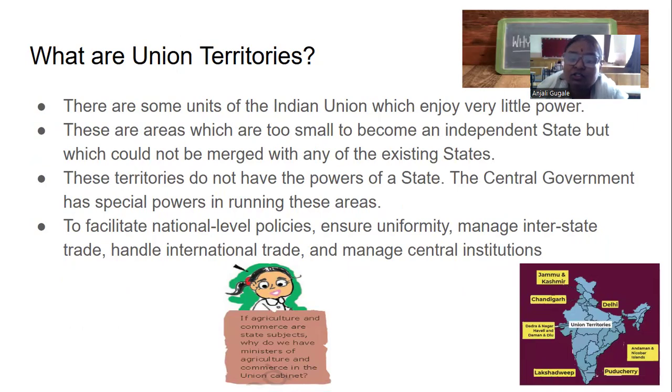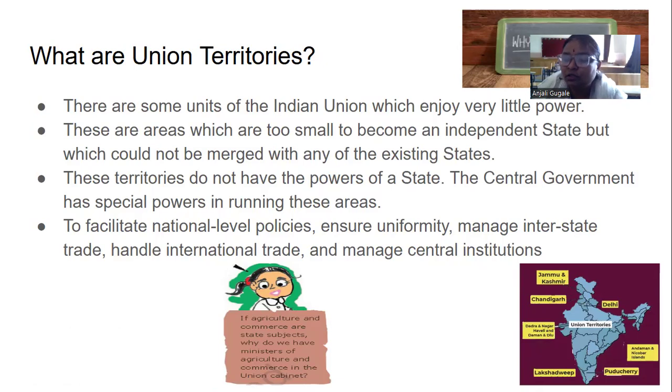These are areas which are too small to become an independent state, but which could not be merged with any of the existing states. The reason is, children, if we take the capital of India, Delhi. Here in this map of India, I have marked all the union territories. Jammu and Kashmir and Ladakh are not mentioned. Ladakh is also a union territory. Chandigarh, Dadra and Nagar Haveli, and Daman and Diu have also been separated now, children. Andaman and Nicobar Islands, Puducherry, Lakshadweep.